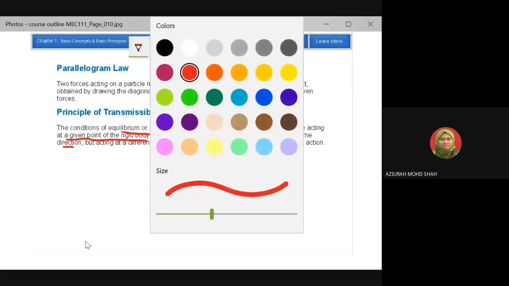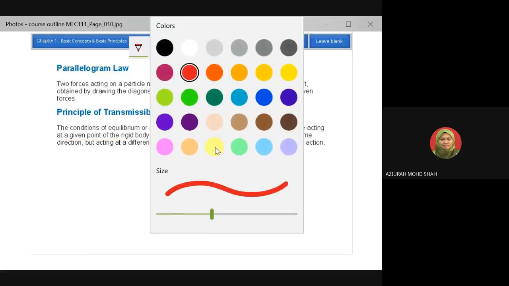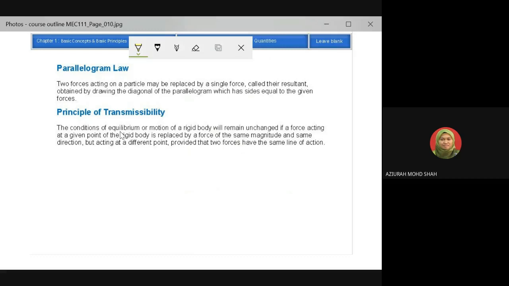Dia ada highlighter tak? Tak ada. Tak ada highlighter, senang sikit saya nak ni. Ya tak? Hilang. Ingat transparent, tak boleh transparent pula.